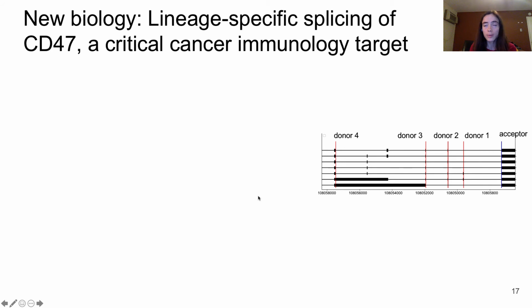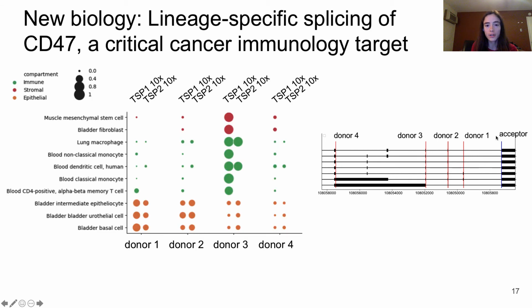An example of new splicing biology we found was in the lineage-specific splicing of CD47, which is a critical cancer immunology target. CD47 has many different annotated isoforms, and alternative splicing of these exons affects the cytoplasmic tail of the protein. We can see that this acceptor has 4 different donors expressed in this dataset, and there are strong compartment-specific effects of splicing in this gene.